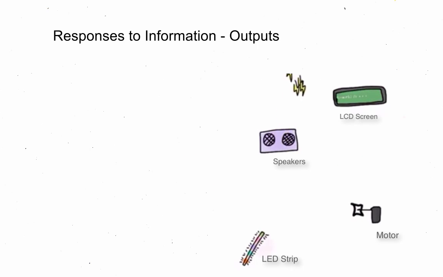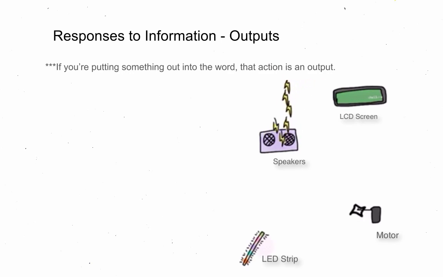Responses to that information, or anything in which something is being put out into the world, are referred to as outputs. For instance, an LED blinking, a motor running, a speaker beeping would all be examples of outputs. If you're putting something into the world, that action is an output.